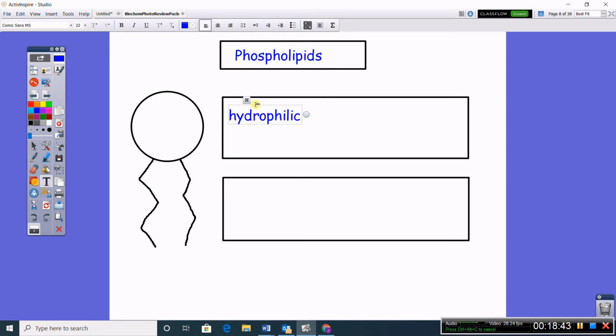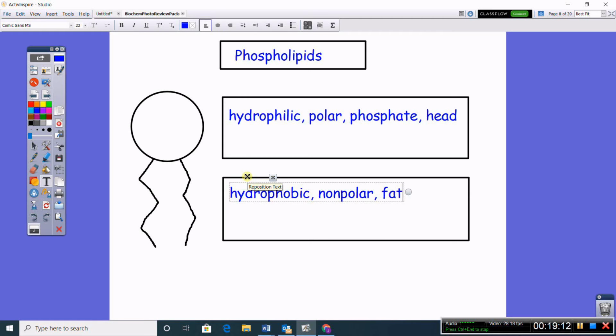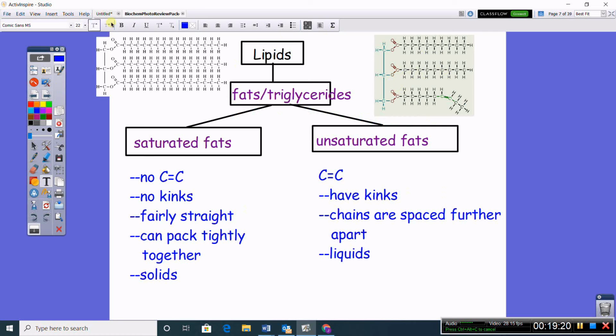But that means when we're looking at phospholipids, these heads should be facing a water-based fluid like the cytoplasm or the extracellular fluid. So we say that this is the hydrophilic polar phosphate head. That means the two tails are going to be hydrophobic, nonpolar fatty acid tails. So they're fatty acid chains just like these.